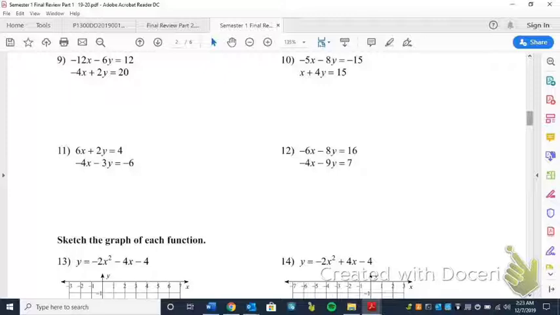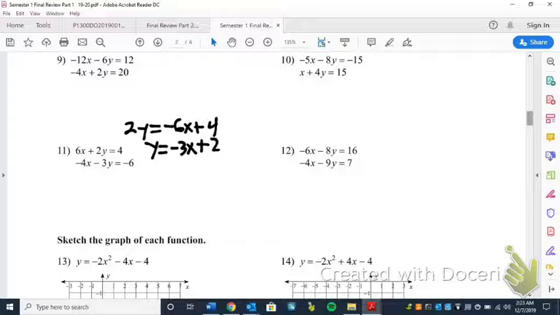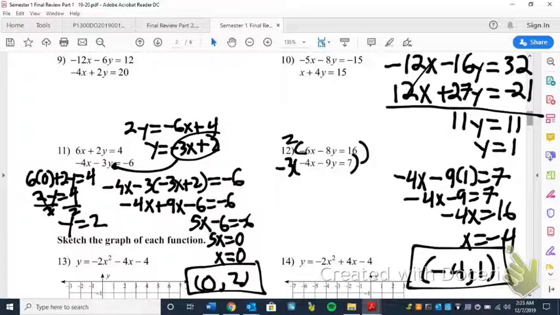For number 11, what I decided to do was do some substitution just to show you guys how that would work. So I'm going to solve the top one for y, okay? I'm going to subtract 6x from both sides, and I get that. And then divide everything by 2, and I get y equals negative 3x plus 2. I'm then going to take what y equals on the top equation and plug it in for y on the bottom equation.